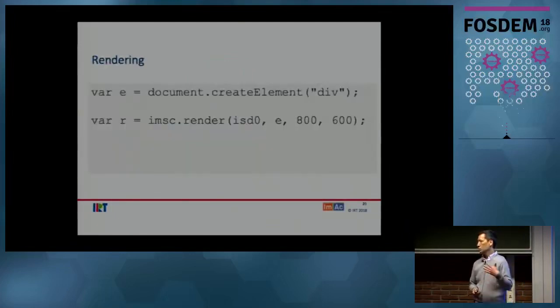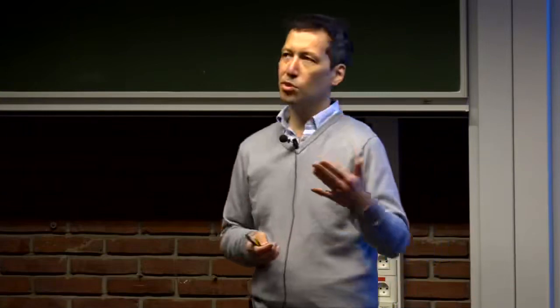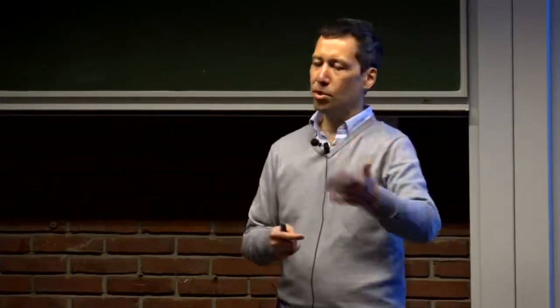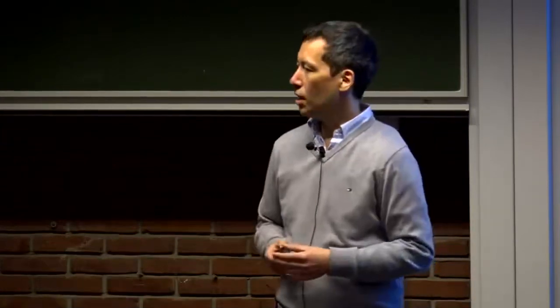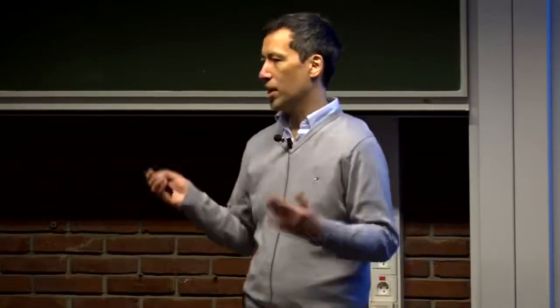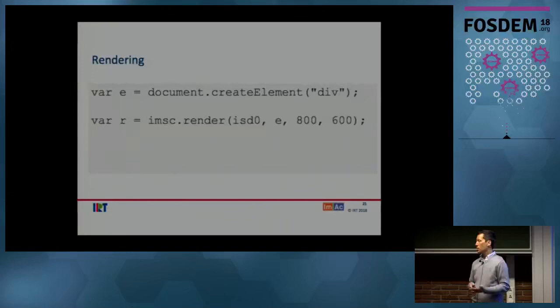So you need a wrapper element where you hook in this generated subtitle DOM fragment. Usually you would use a container where you have the video element in, and then use this container element as wrapper. But you could also just create one element, and then give it to the render function of imsc, together with the ISD you generated before.